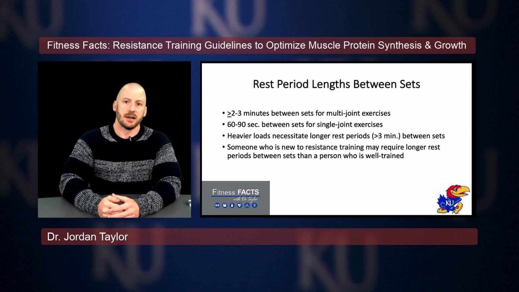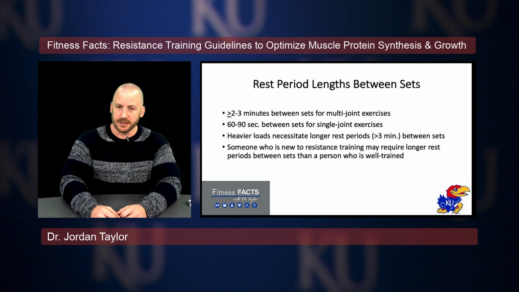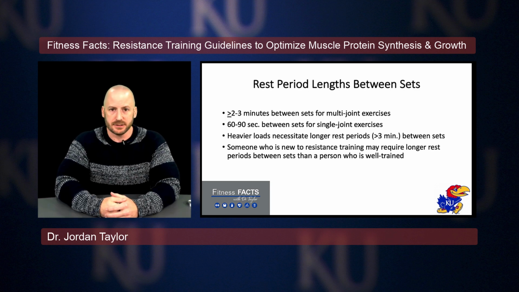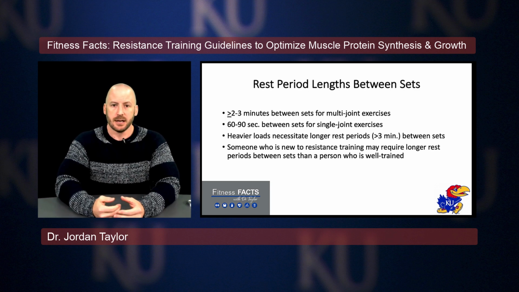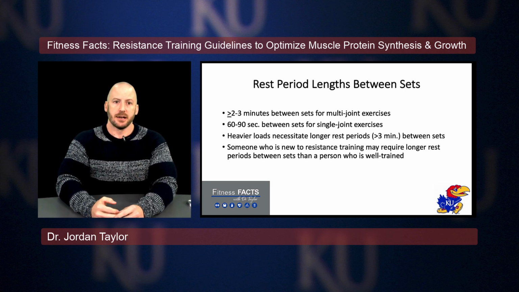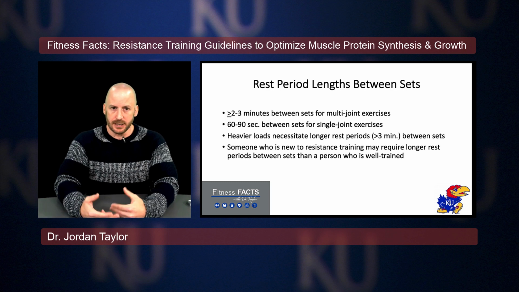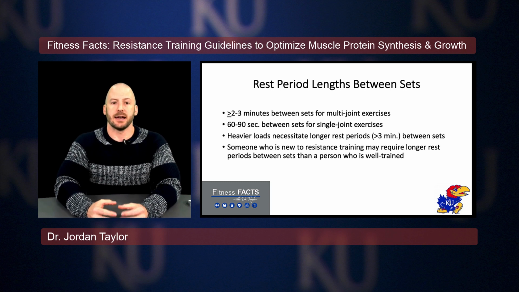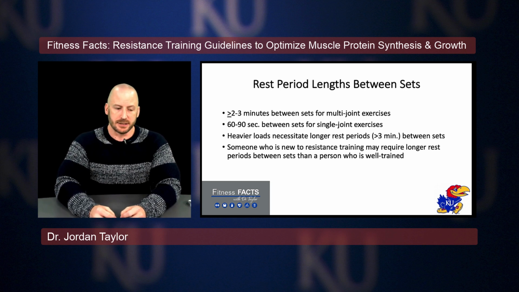For single joint exercises, like say a tricep extension or a bicep curl or calf raises, leg extensions, hamstring curls, you're working a smaller amount of muscle, just a single joint move in there. Shorter rest periods can be used. Shorter rest periods are going to allow for adequate recovery, like 60 to 90 seconds when you're doing those single joint exercises. Anytime you're using heavier loads, like say a load you could only lift 3 times or 4 or 5 times, those are heavy loads.